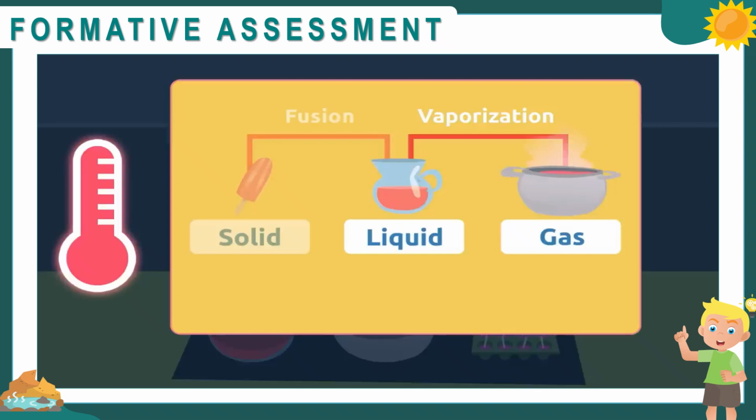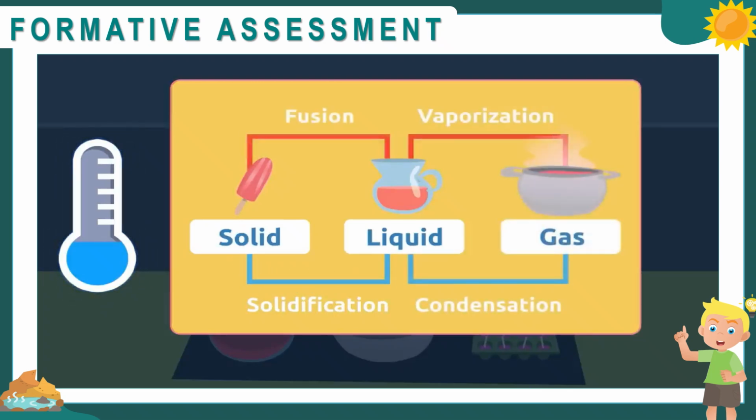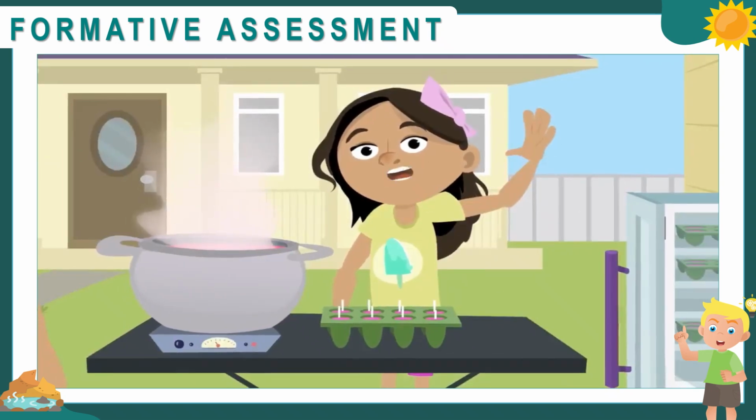These two processes can occur the other way around. That happens when we cool matter instead of applying heat. If we cool a gas, it becomes a liquid. This process is called condensation. If we freeze liquid matter, it will become a solid. This process is called solidification. Now you know all about the changes in states of matter.